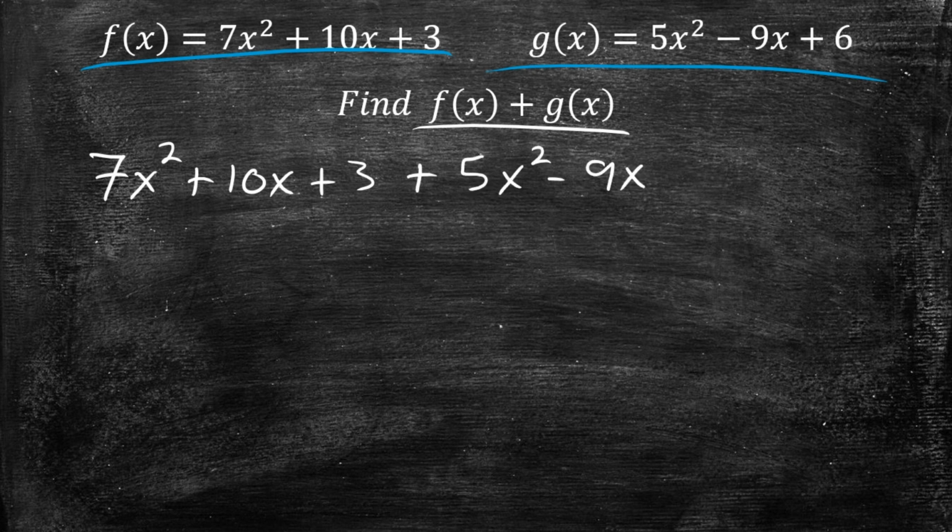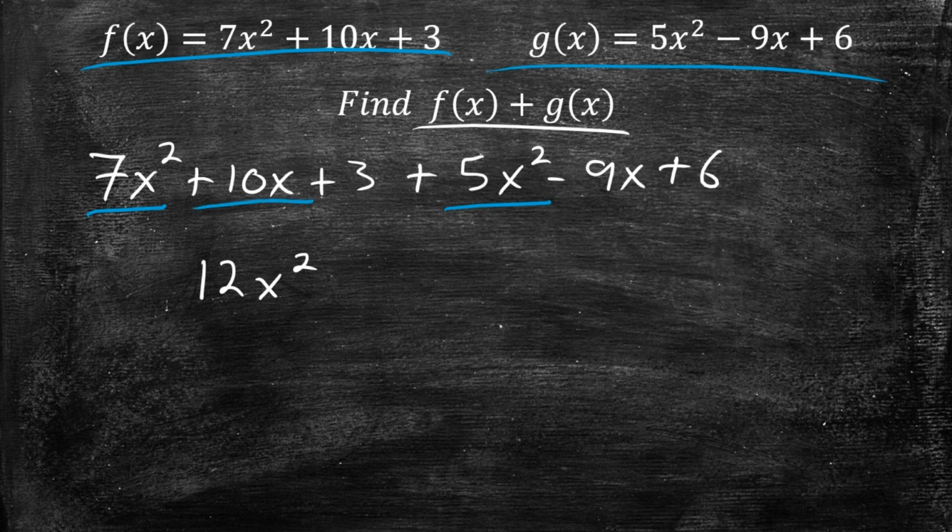minus 9x plus 6. And what you do from here is you want to add everything that has the same variable. So, for example, there's an x squared here and an x squared here. That means we can add them because both of the x's are raised to the second power. Okay? So all we do is add the numbers in the front. So we got 7x squared plus 5x squared is going to be 12x squared. Okay, now let's continue on.